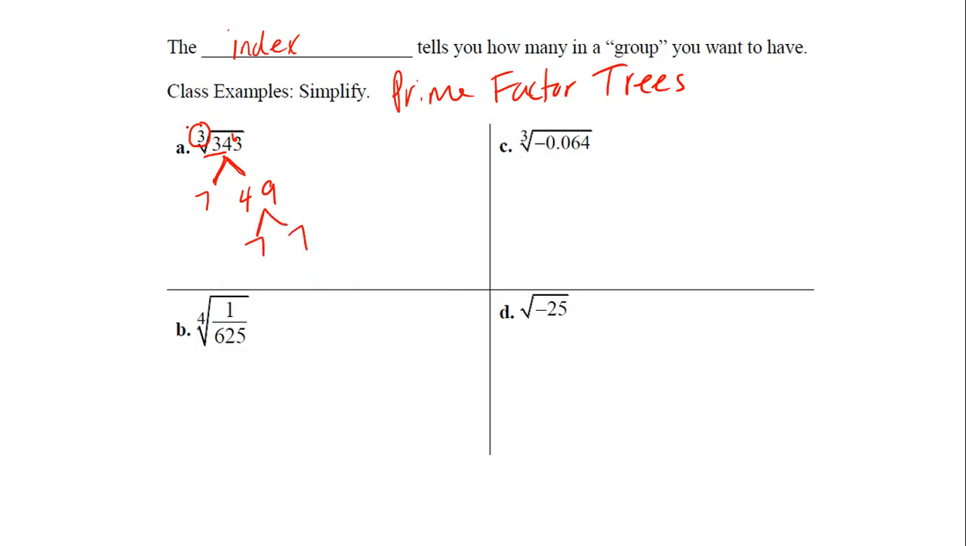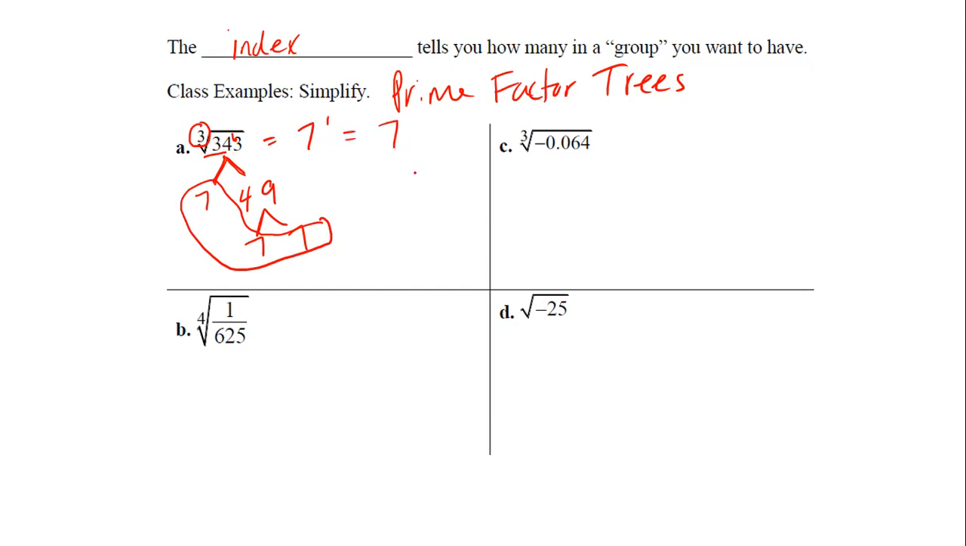7 and 7. My index is 3. I want to know how many groups of 3s can I make? I only can make 1 group of 7. So this means that 7 times 7 times 7 equals 343. So therefore, the cube root of 343 is 7.